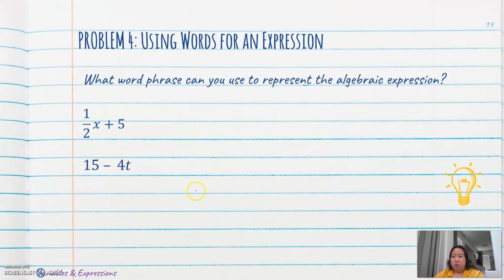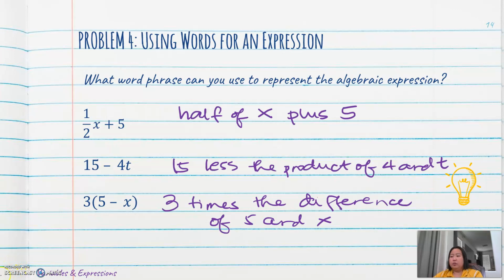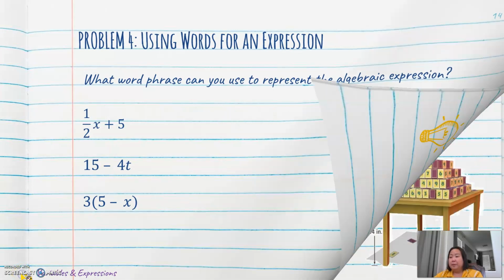Again, here are some more algebraic expressions that you can change into word phrases. Try it out. Go ahead. To check your work, the answers could be half of x plus 5. You can also have 15 less the product of 4 and t. And we have 3 times the difference between 5 and x. So those are your changes from algebraic expressions to English phrases.